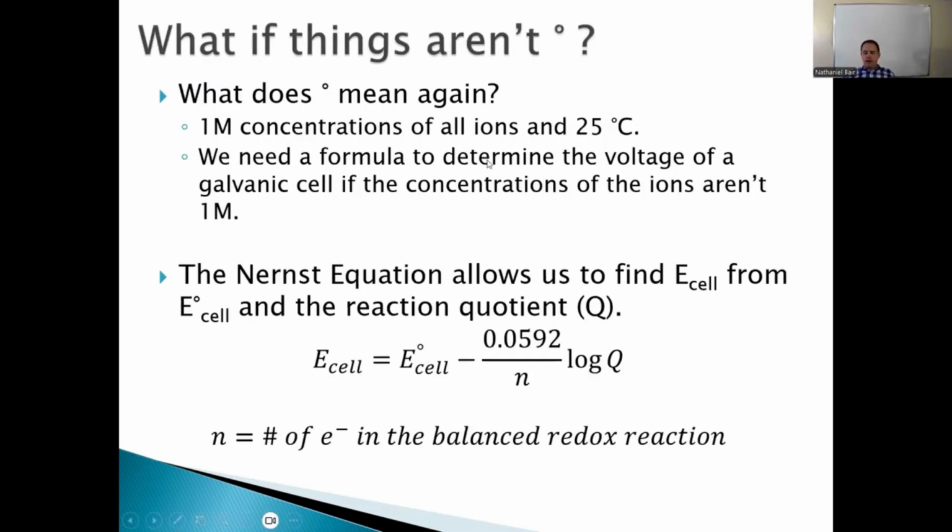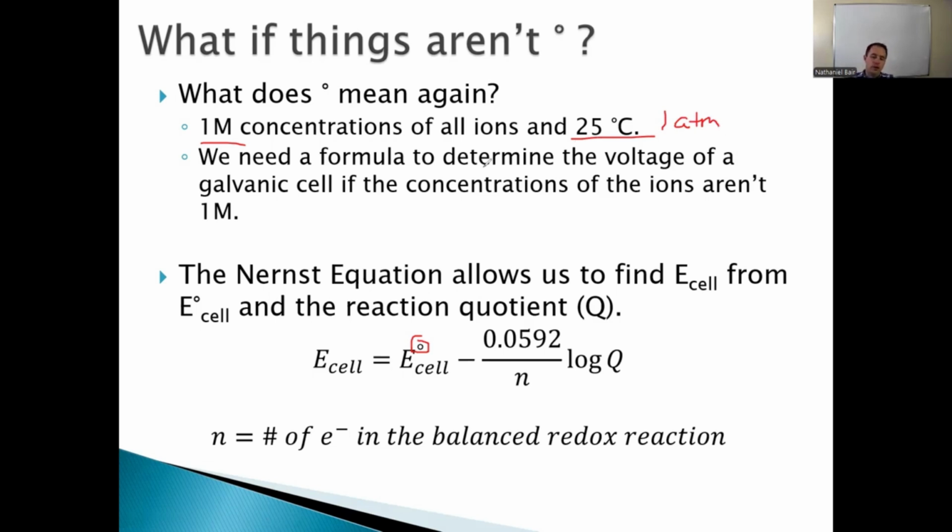So what if we are not under standard conditions? So what does this standard mean? If you look at E cell, what does this little degree sign mean? Well, remember back in thermochem, we had that thermochemical standard, like the delta Hf standard. That means 25 degrees Celsius, 1 molar concentrations of everything, right? And if it's a gas, it would be 1 atmosphere of partial pressure for everything. So the same as the thermodynamic stuff.